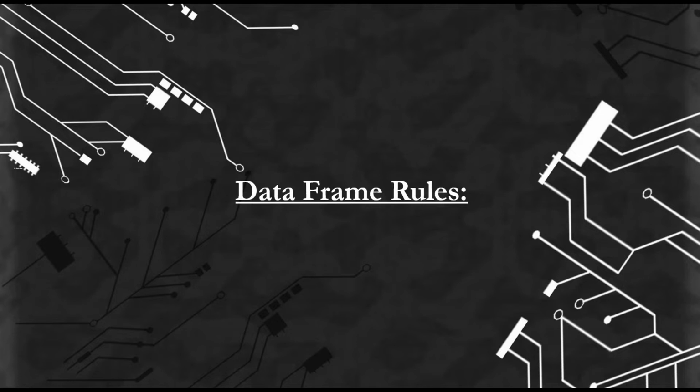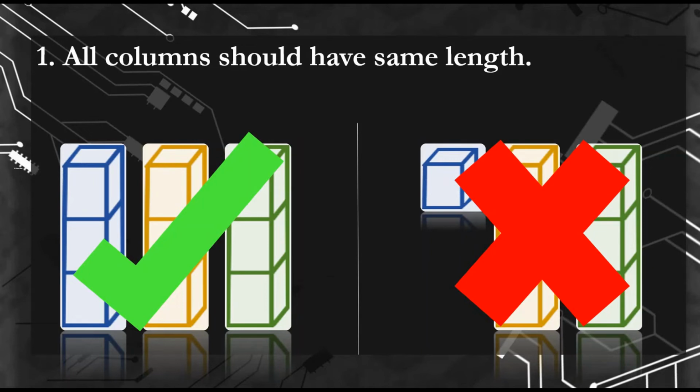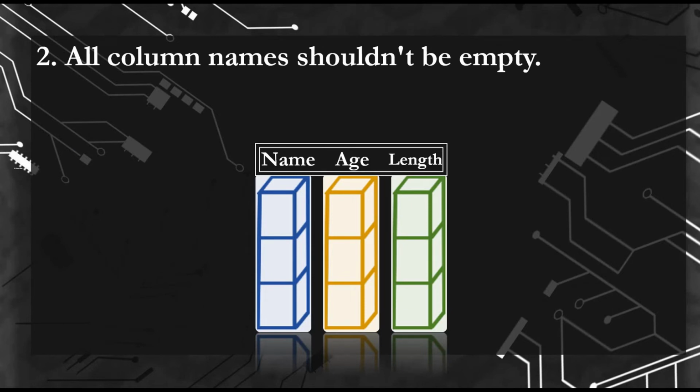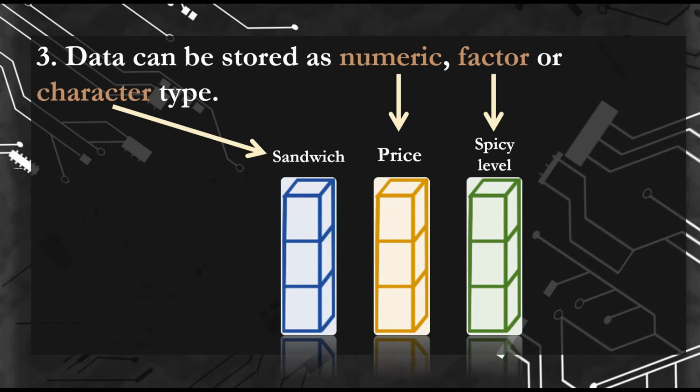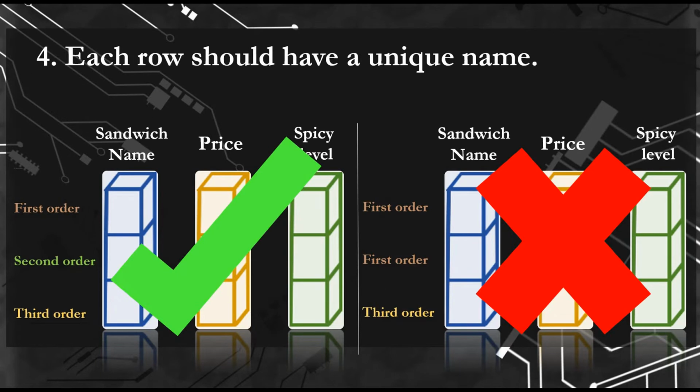To be able to create a data frame in R, we need to follow certain rules. First rule, all columns should have the same length. Second rule, all column names shouldn't be empty. Third rule, data can be stored as numeric, factor, or character type. Fourth rule, each row should have a unique name. For example, here we have first, second, and third order, but we can't have first order twice.